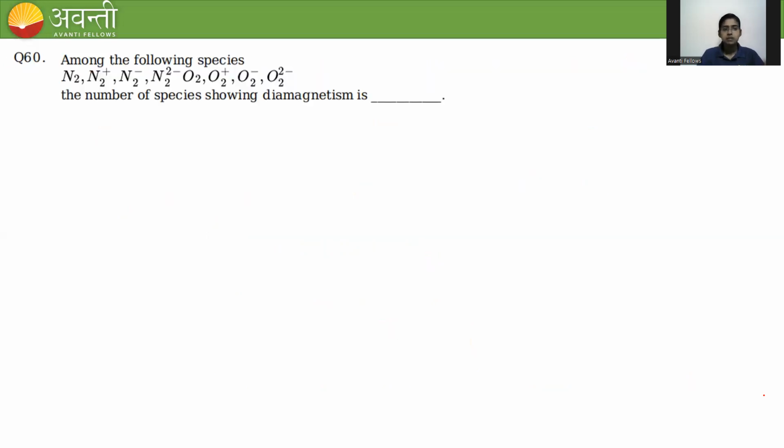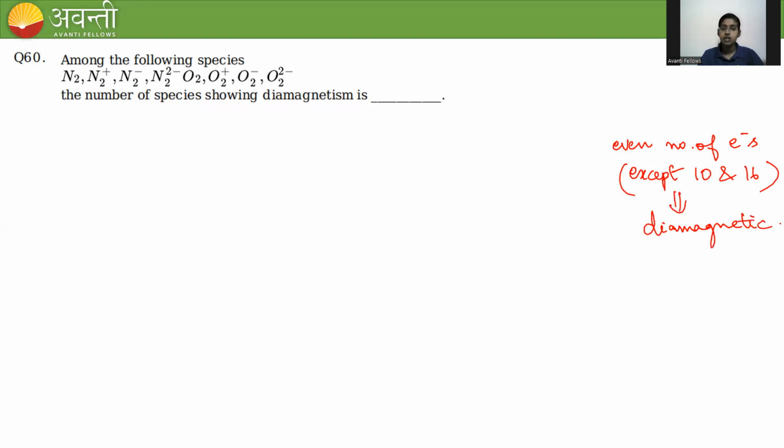Then coming to question number 16, this is the last question. Among the following species N2, N2 plus, N2 minus, N2 2 minus, O2, O2 plus, O2 minus, O2 2 minus, the number of species showing diamagnetism is. So, according to molecular orbital theory, if a system is having an even number of electrons, all even numbers of electrons except 10 electrons and 16 electrons are diamagnetic in nature. So this is what we are getting from molecular orbital theory.